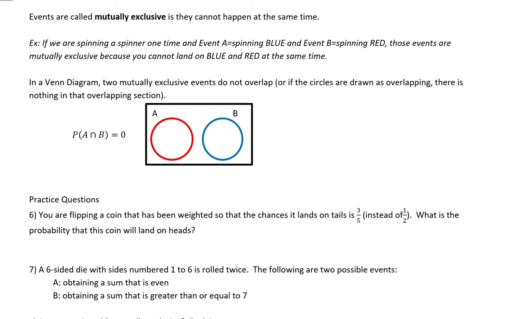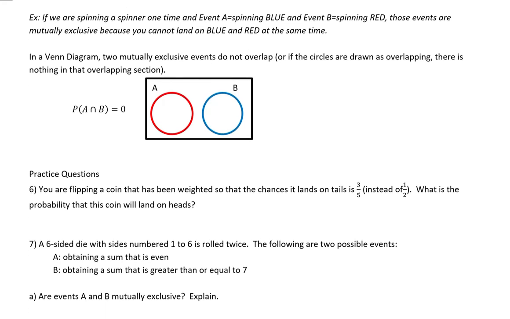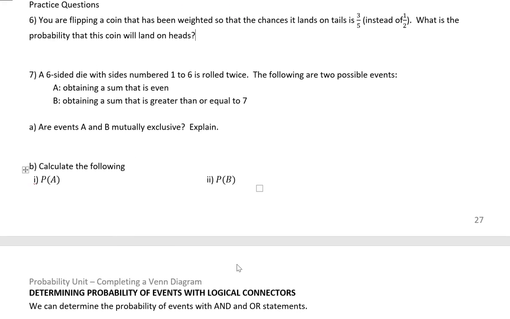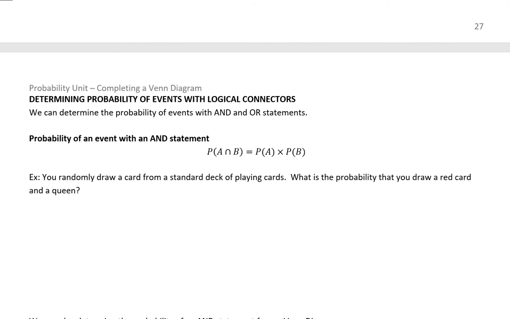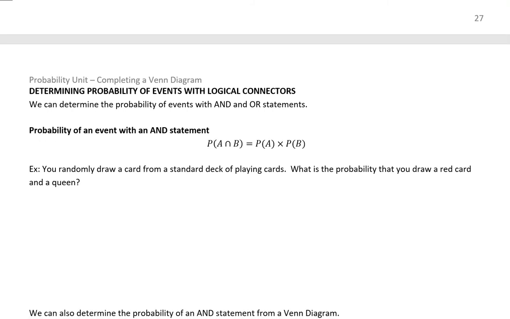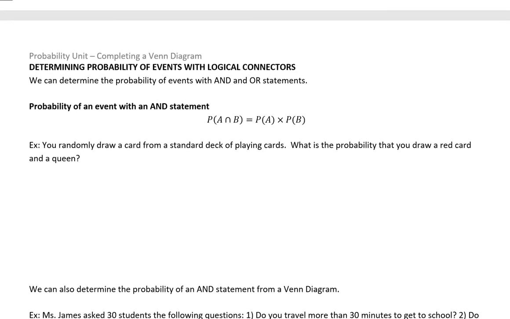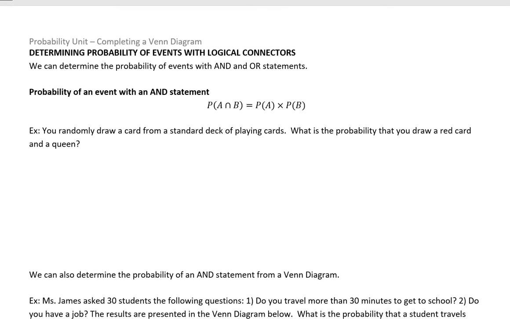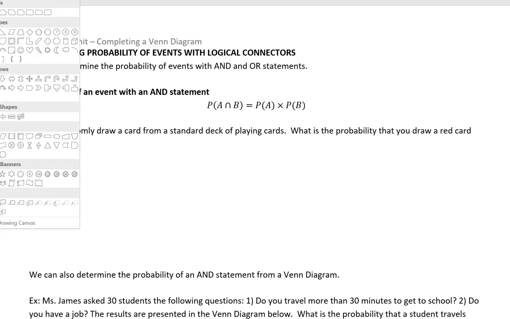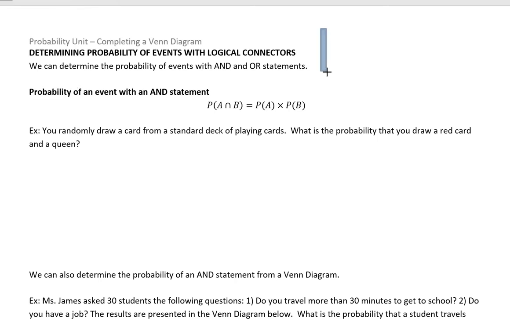There were some practice questions you did. Hopefully those were making some sense. What I want to do today is talk about ands and ors. Remember when we were looking at the Venn diagram, we were doing a lot of discussion about the difference between "and" and "or." Maybe I'll just draw a quick picture so that we are all talking about the same thing.